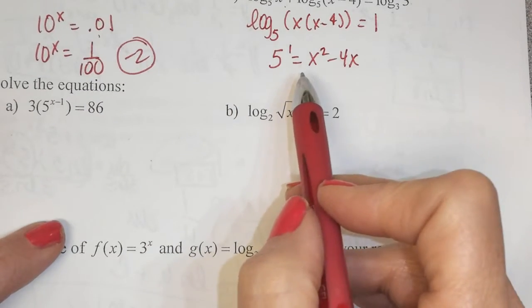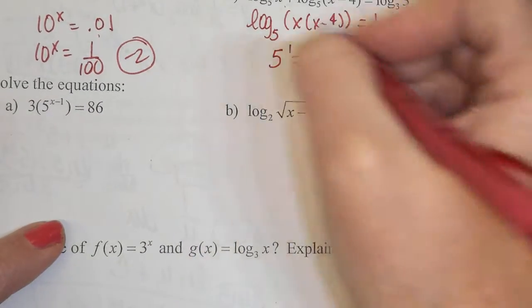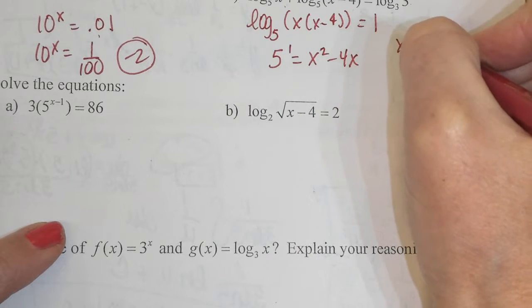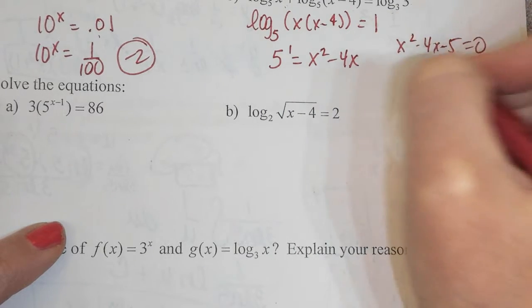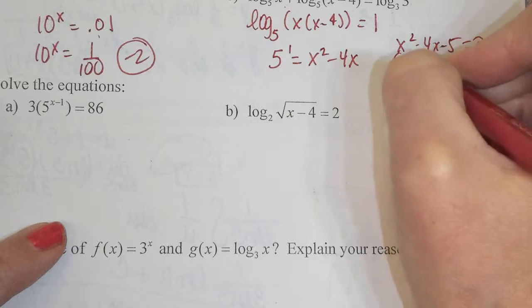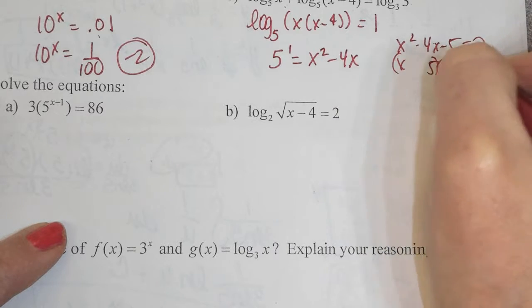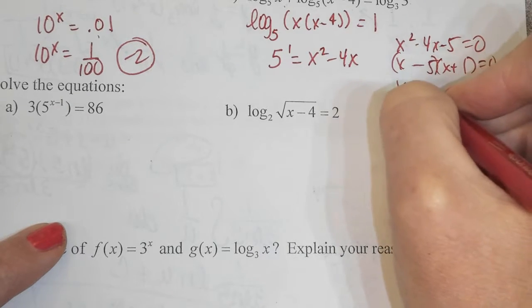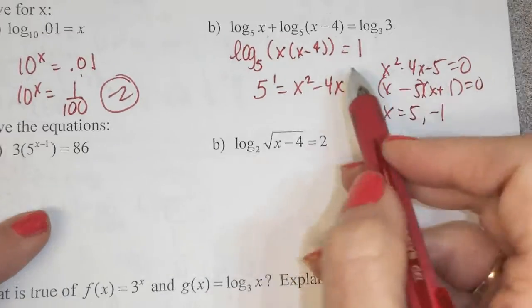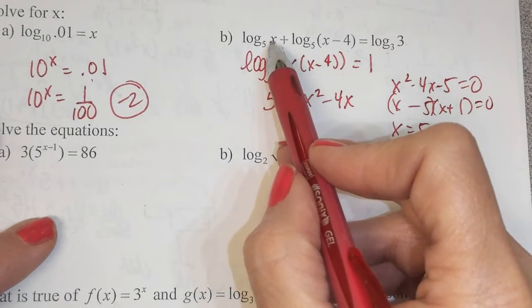How do you solve something like that? Get it set equal to 0, so it's x squared minus 4x minus 5 equals 0. Factor it. And so we get 5 and negative 1, but we know we're not allowed to have a negative 1 there.